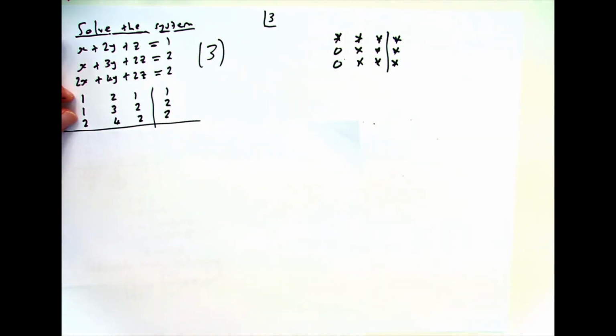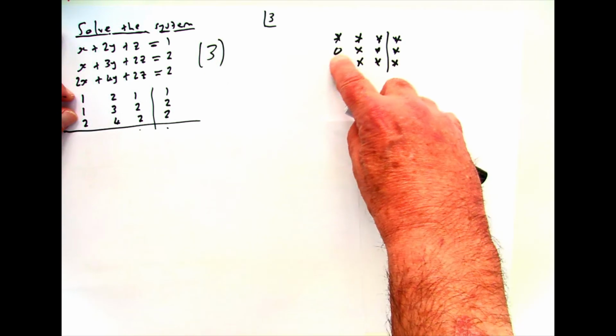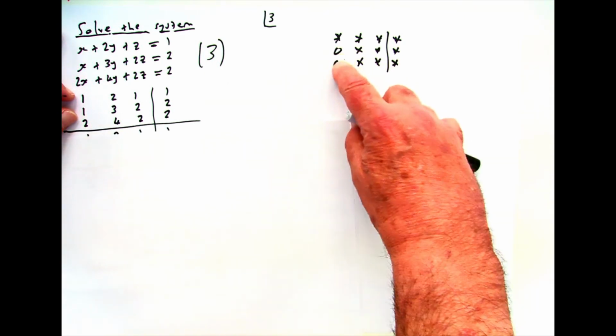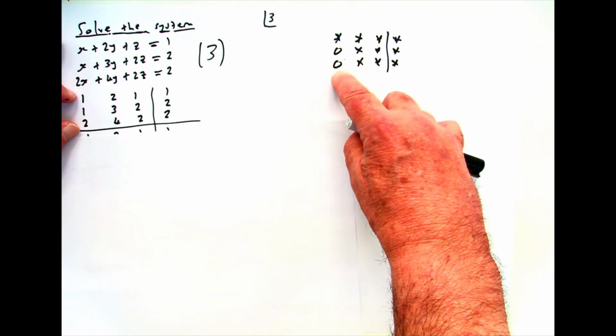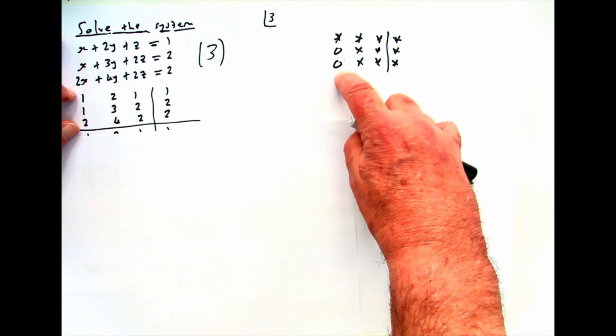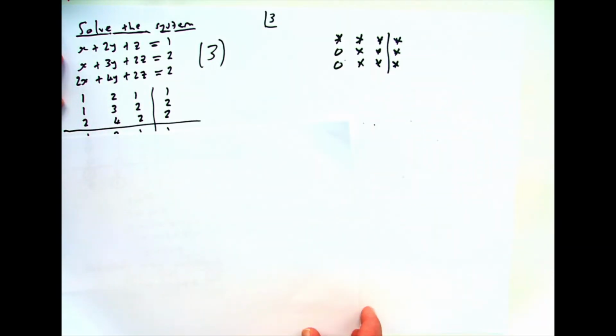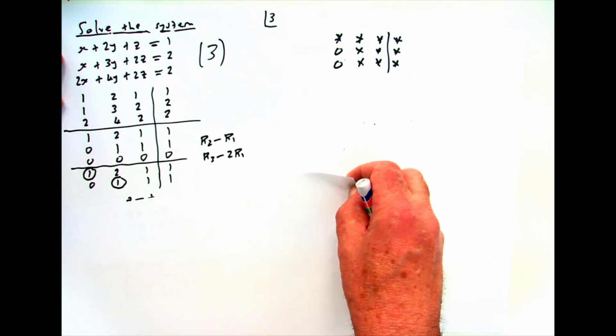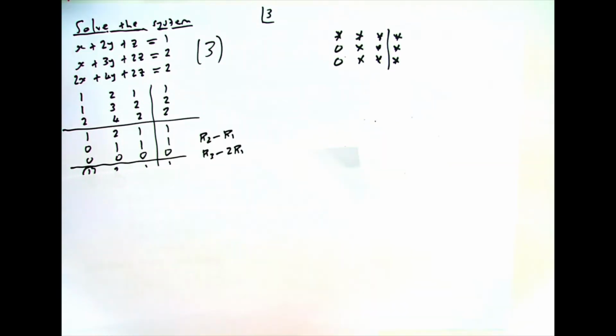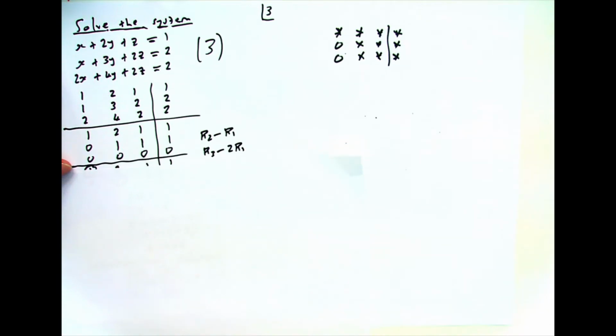So we can do row 2 minus row 1, and we'll get this 0 here. And we can do row 3 minus 2 row 1, and we'll get that 0 there. So I should say, once again, we've done 2 operations at once. So again, we should be careful when we do 2 operations at once that you would get the same result if you do them in 2 steps, one after the other.